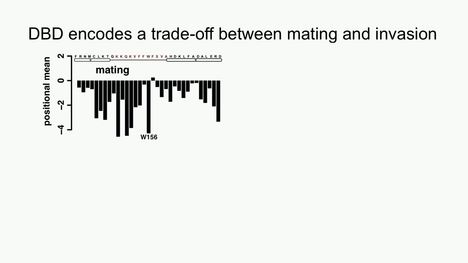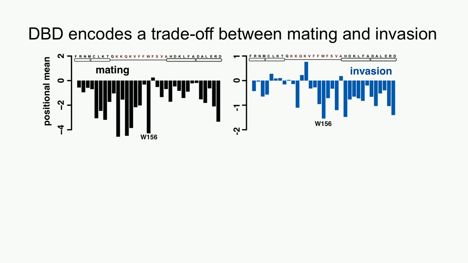So here I've got a plot showing the very same thing we were just looking at. It's these mating scores. And as I told you, I did this for invasion as well, but I'm not going to show you the heat map. I'm just going to show you this plot of positional sensitivities. And so it's not very easy to see what's happening here, but you can see it looks like this tryptophan is also down for invasion. And so what we wanted to do was look at the positional sensitivity of each position for each trait.